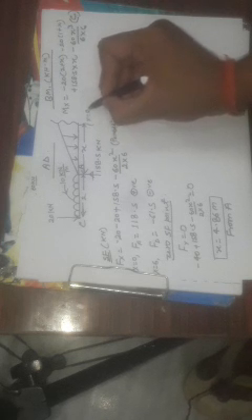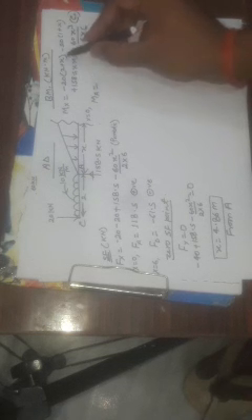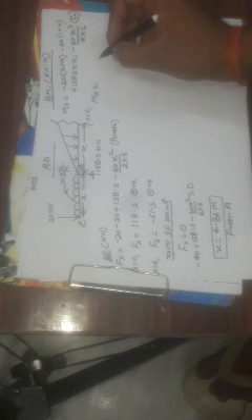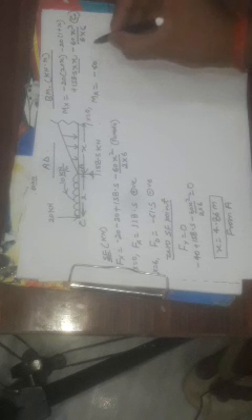Now calculate the value for each point. Load points are A and D. For A, the value of x is 0. Put the value of x as 0 here. Then we find MA equal to minus 60. This term will be 0, this term will be 0, here will be minus 20, here will be minus 40, then it is minus 60.